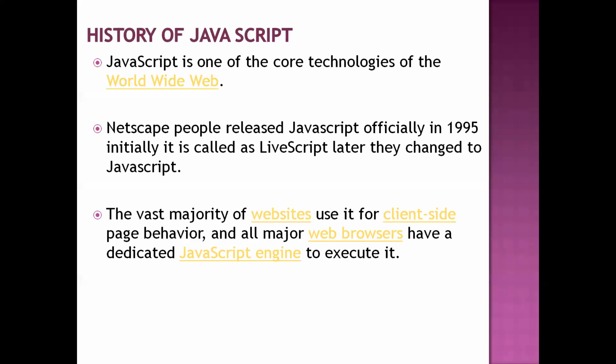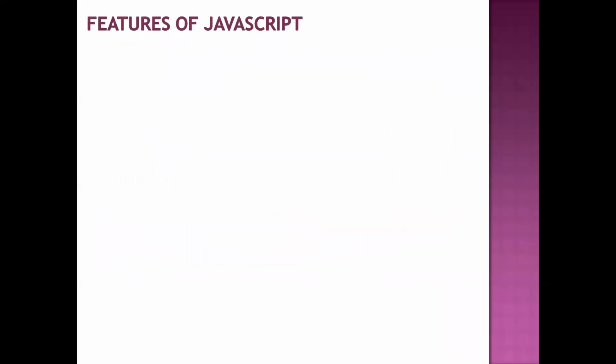And for running JavaScript programs, there is no need to install any special software. Almost all the browsers like Google Chrome, Internet Explorer, Mozilla Firefox, and all those browsers have a dedicated JavaScript engine to execute JavaScript programs. And it is an open and cross-platform language. So for running these JavaScript programs, no need to install any special software. And once you create a JavaScript program on one platform, we can run that program on any platform, in any OS.